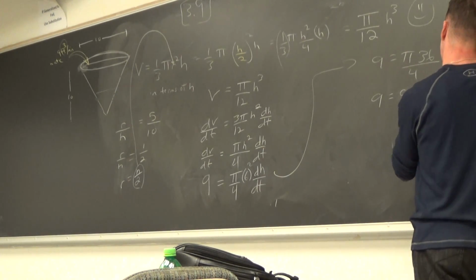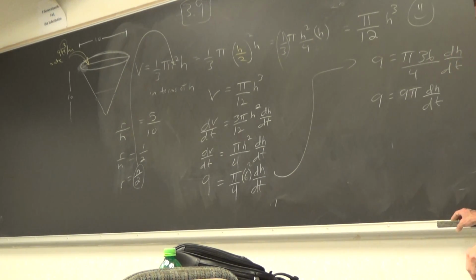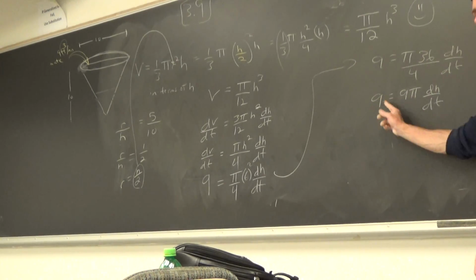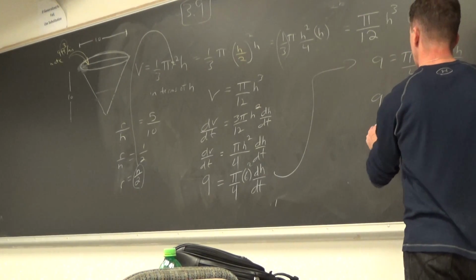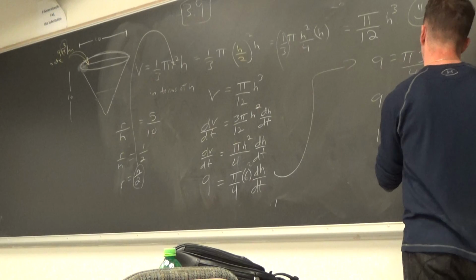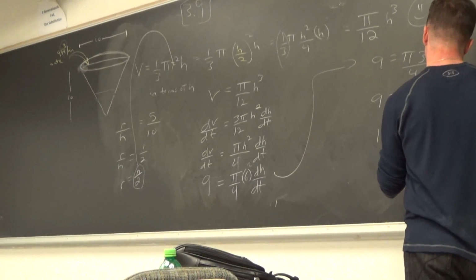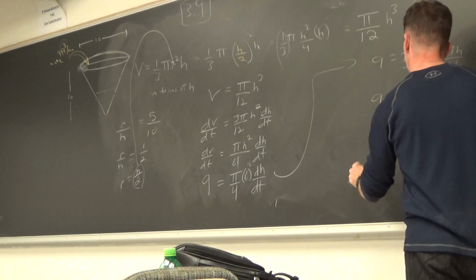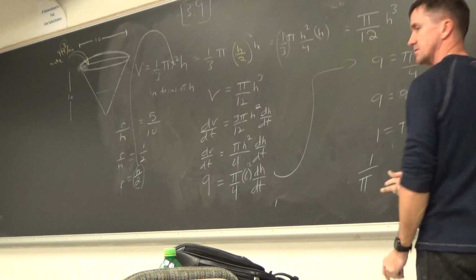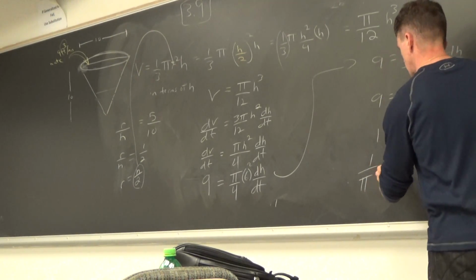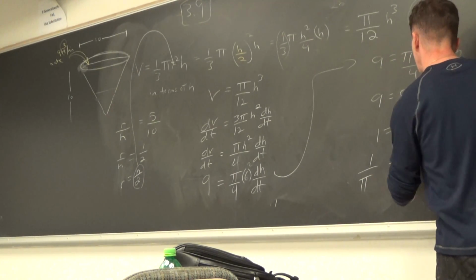You can cancel 9 out. Divide 9 on both sides. Yeah, divide by 9. Nice. Last step, divide by what? By pi. Just leave your answer like that, unless you want a decimal.